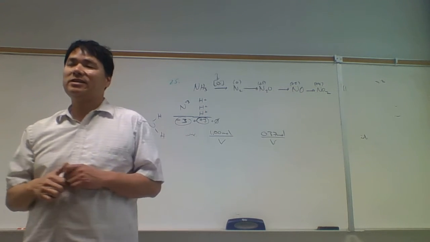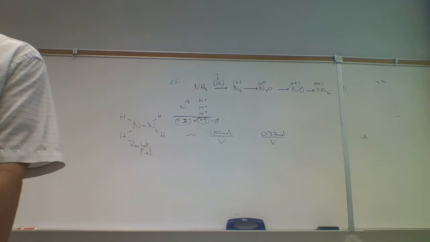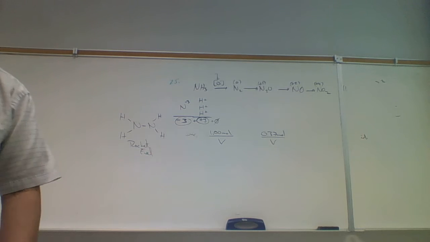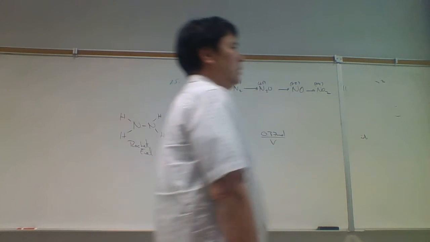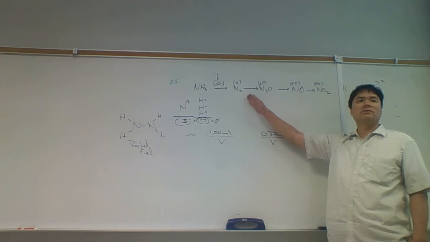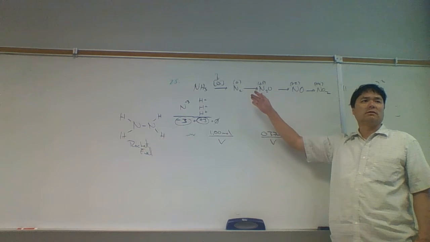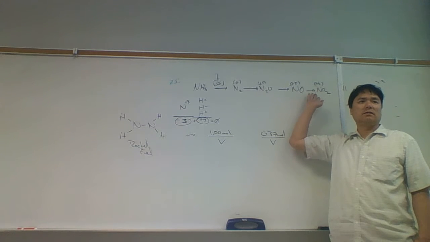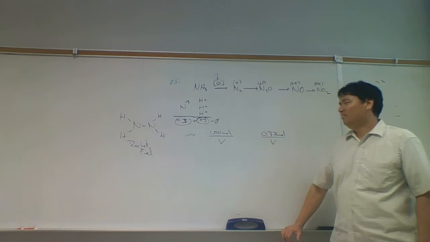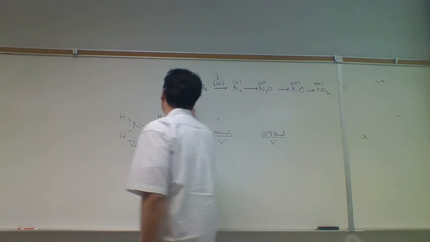But usually it's tough to predict, and so oftentimes we'll end up with a mixture of products here. And so they just show one possibility. Normally what we do is, if we don't know where it's going to stop, we might as well just oxidize it all the way into NO2. But that doesn't always happen.